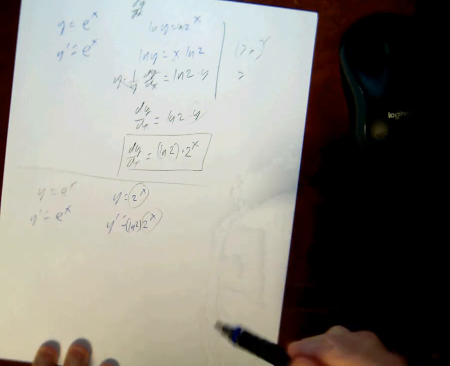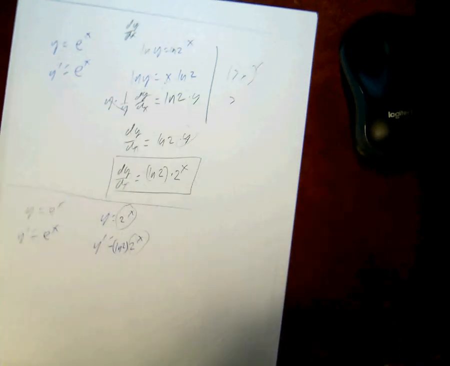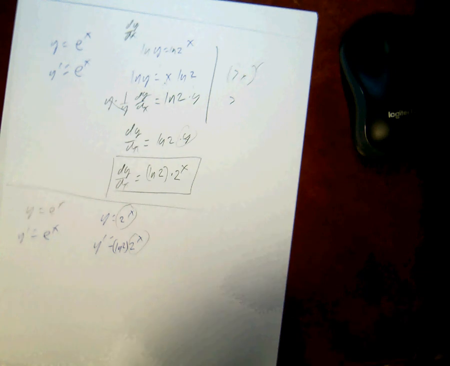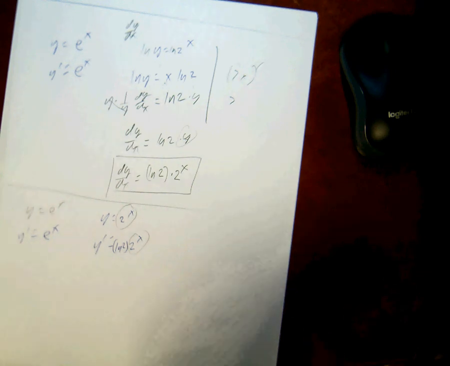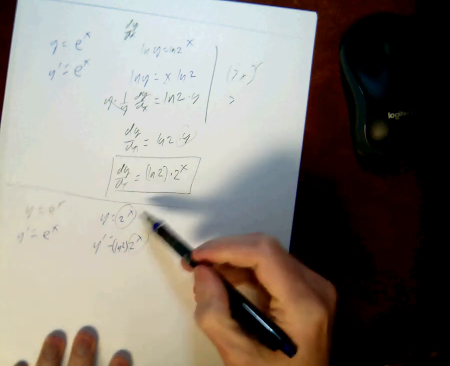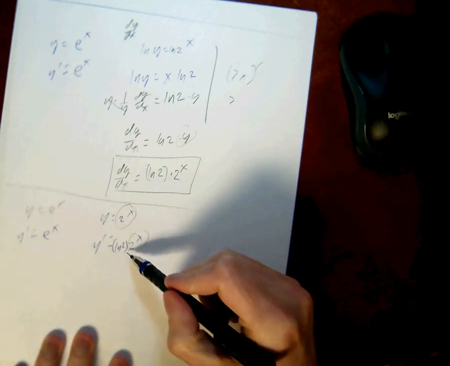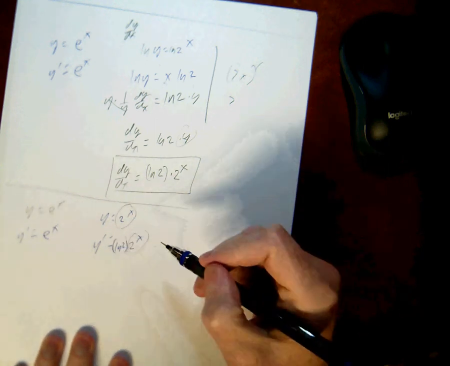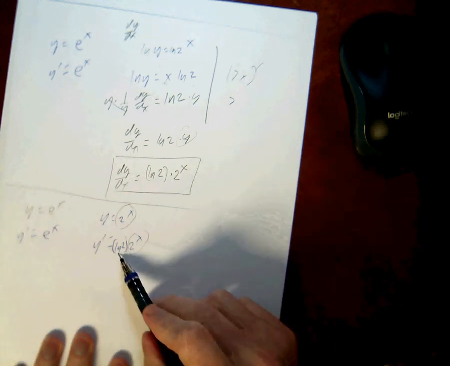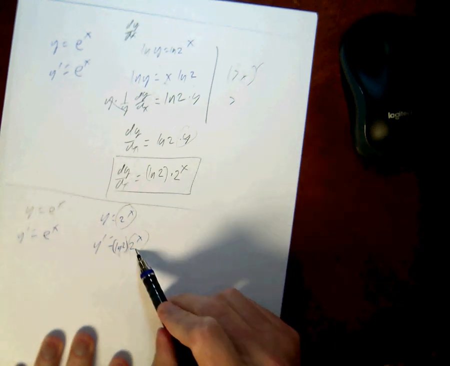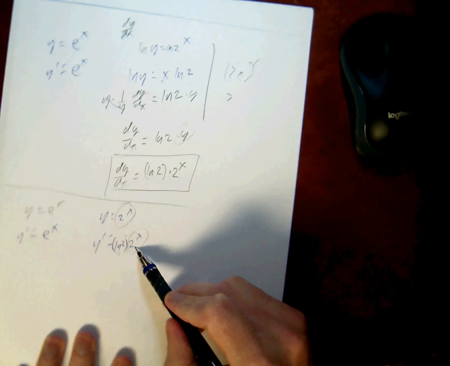But because it's not e, because it's not e to the x, we have an adjustment. And in this case, the adjustment is natural log of 2. In general, the adjustment is natural log of whatever the base is. All right?